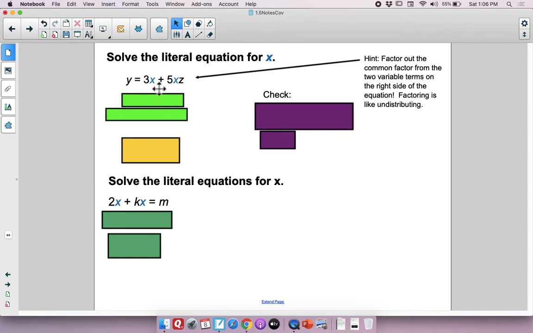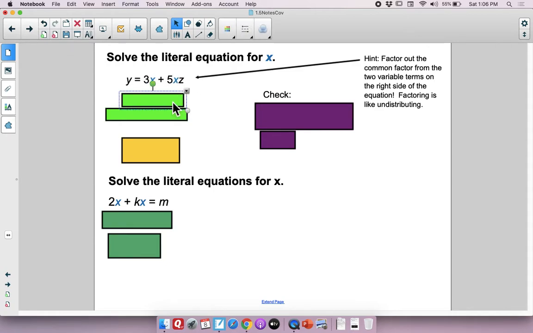We have to do this because we can't combine these together. They're not like terms. Yes, they both have an x to the first power, but this one has a z, and that means we can't. Now, if this had been 3xz plus 5xz, then that would have been easy. It would have been 8xz, and we could go from there, but it's not. So let's pull an x out of each of these terms.